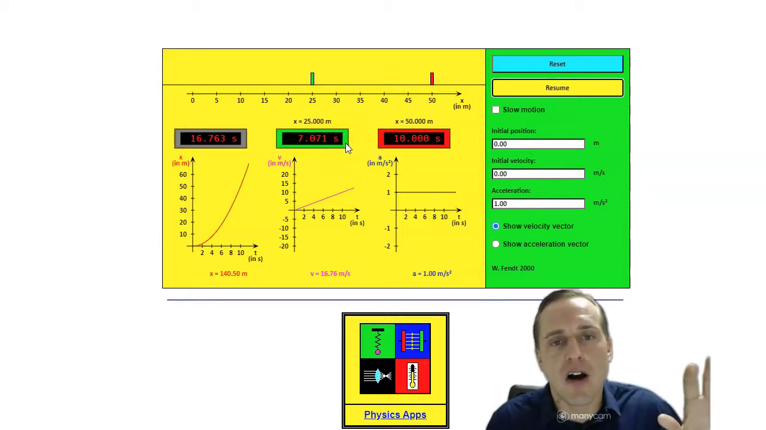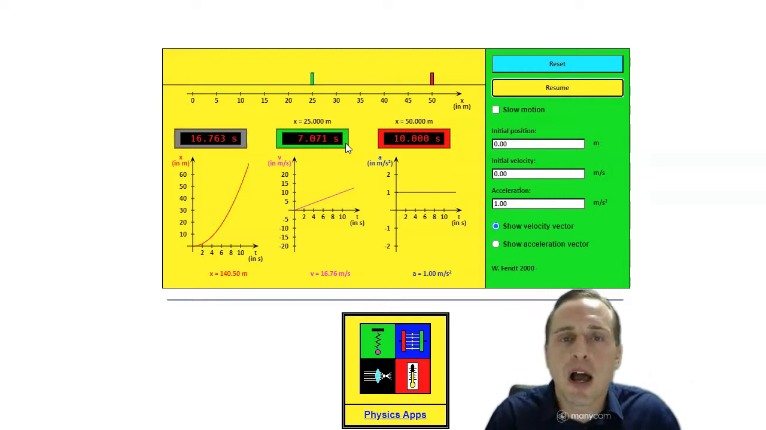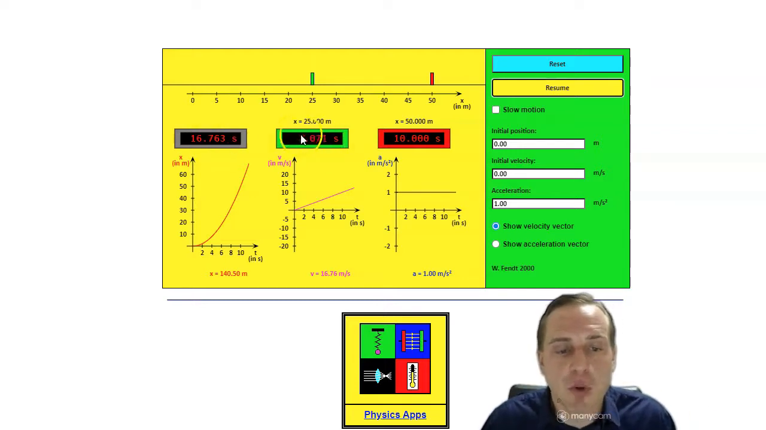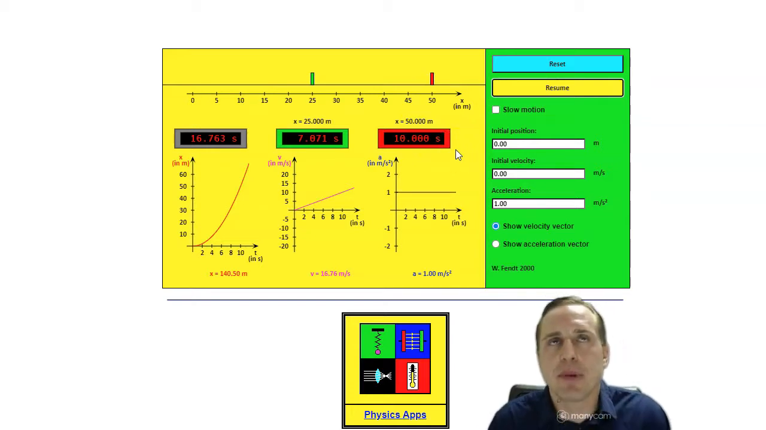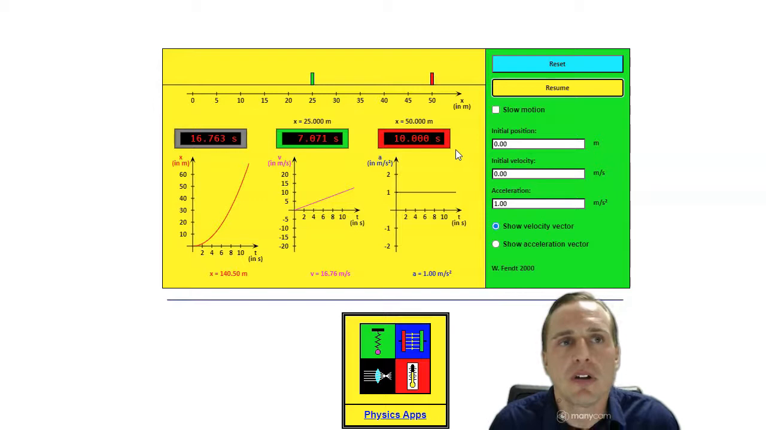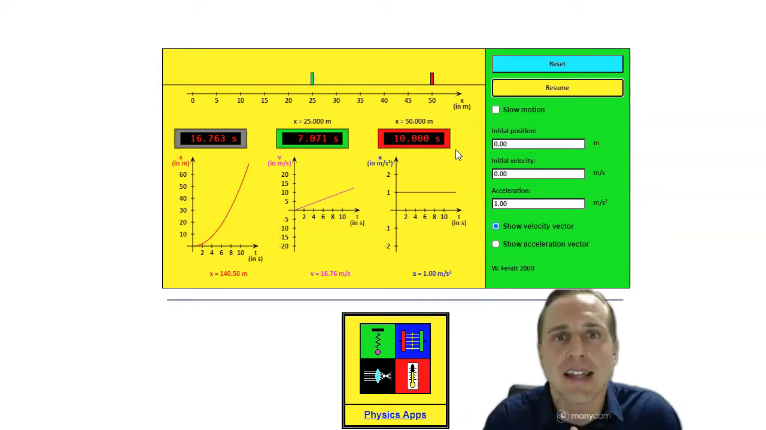Let's think about this. So if we have 25 equals 0.5 t squared, we could multiply both sides by 2 and get 50 equals t squared. Take the square root, we get 7.071. So that's the square root of 50. And that's what we have for the time. Notice that for 50 meters, the red photo gate, the reason it takes exactly 10 seconds is because we would multiply by 2. So we would get 50 times 2, that'd be 100. Take the square root of 100, we get exactly 10 seconds.